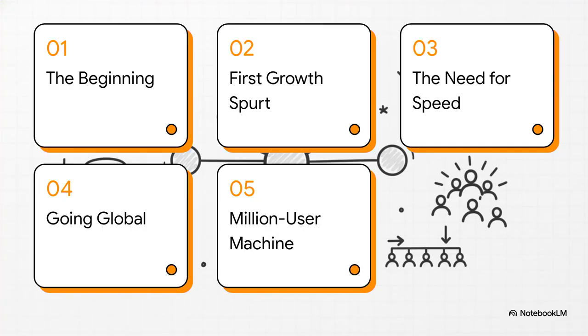Here's our roadmap. We'll start at the very beginning with just one server and a dream. Then we'll hit our first big growth spurt and figure out how to handle the traffic. After that, it's all about speed, so we'll look at caching. Then we'll take our app global with multiple data centers. And finally, we'll put all the pieces together to build our million-user machine.